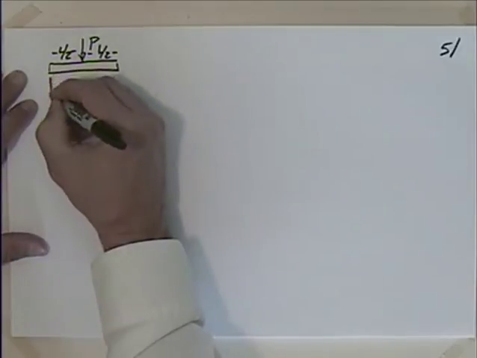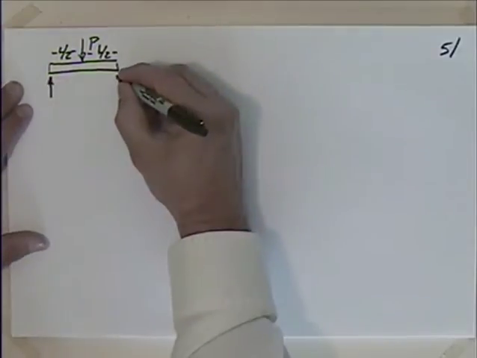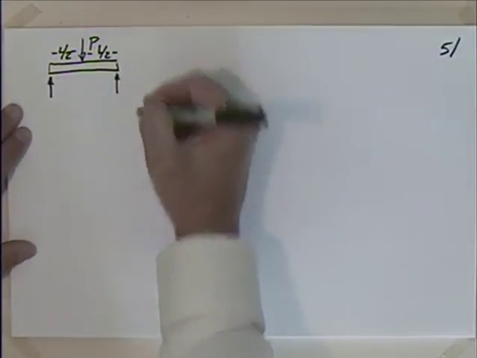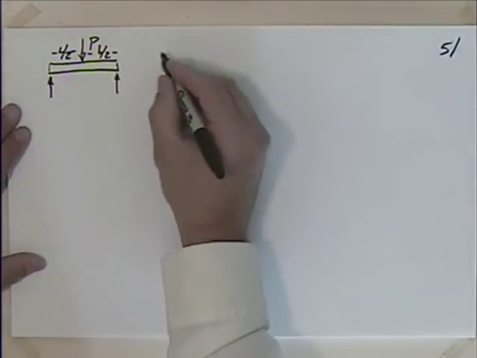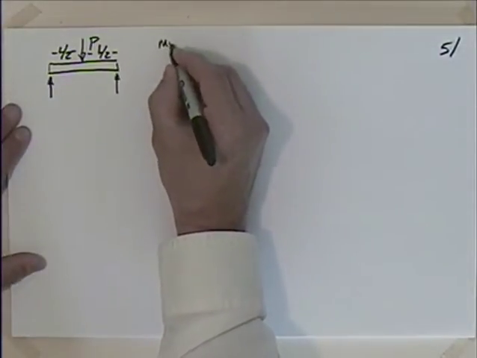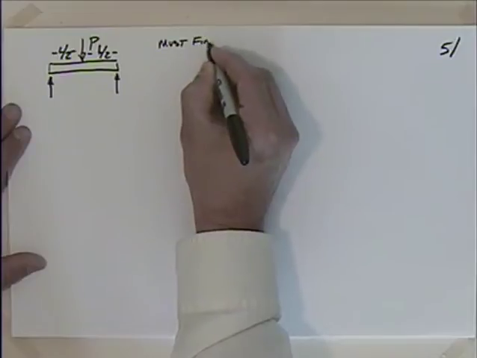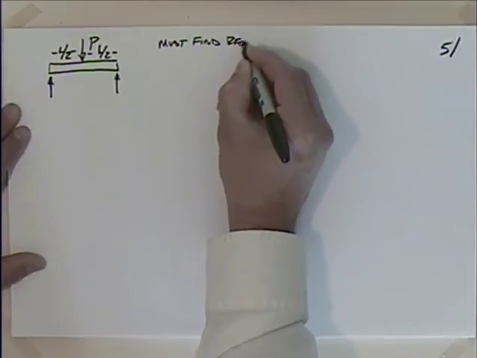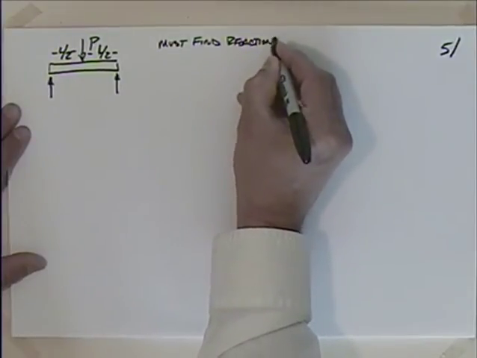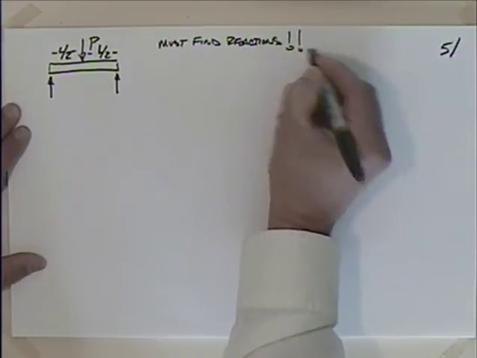Okay, and you got to get the reactions. There is no shortcut for the reactions. You have to get the reactions, and you have to get the reactions right. So we must find the reactions. Okay, and they have to be right.